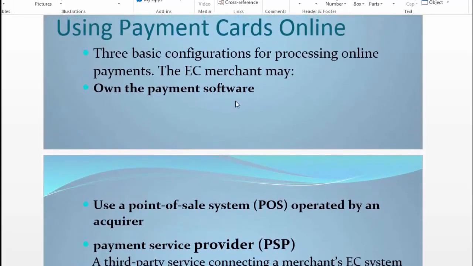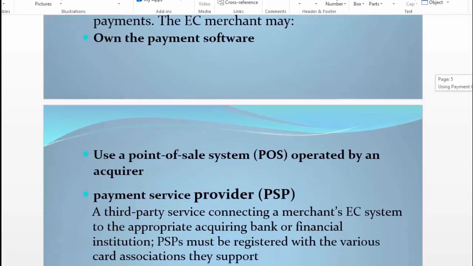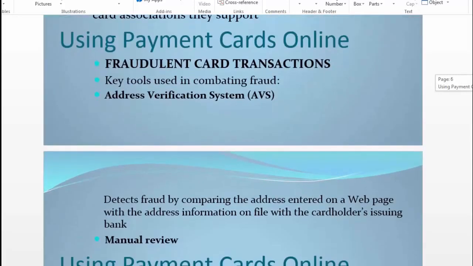Own payment software is the payment gateway that is associated with your shopping cart. Point of sale systems are something similar. It's like sliding your card in the card machine that reads your card and then authorizes as well as settles the payment. Then a payment service provider is a third-party online payment service provider, and PayPal is one of them. We're going to discuss more.